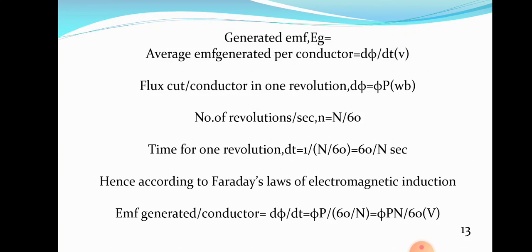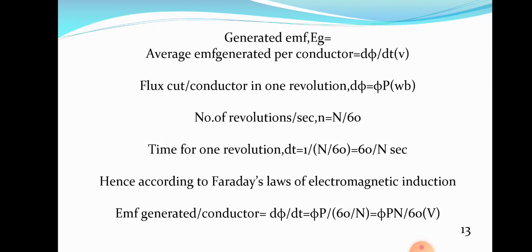So the number of revolutions per second, small letter n, is equal to capital N by 60, where capital N is the speed in RPM. To get the speed in RPS, we have to divide N by 60. Number of revolutions per second, n, is equal to capital N by 60.